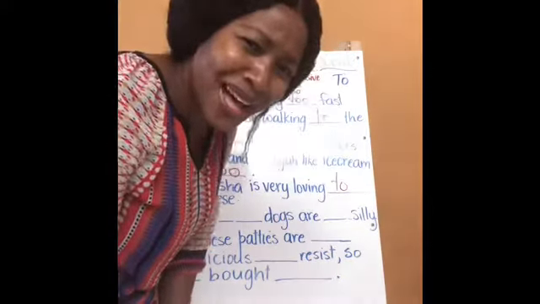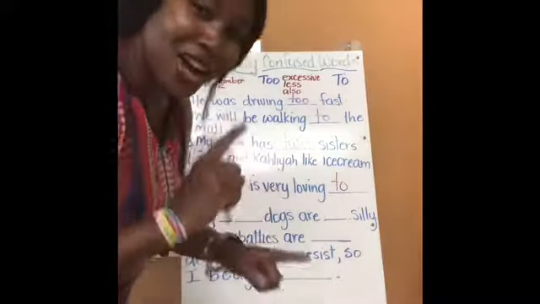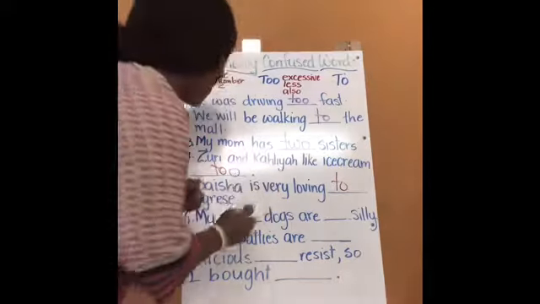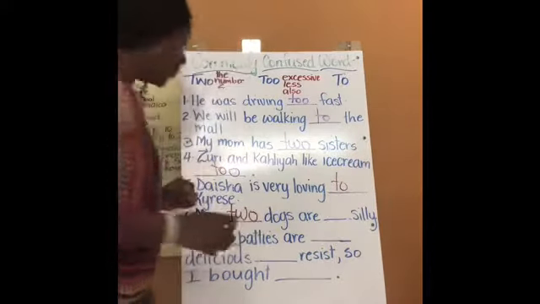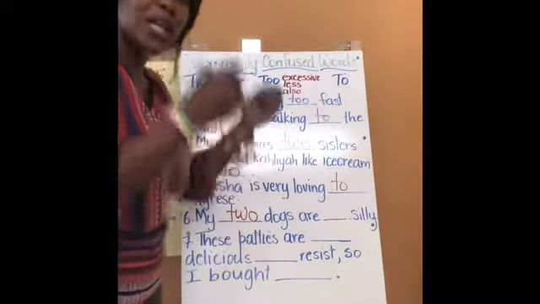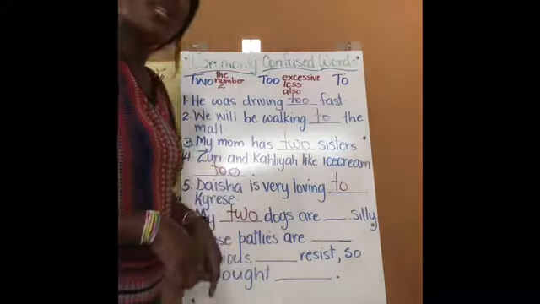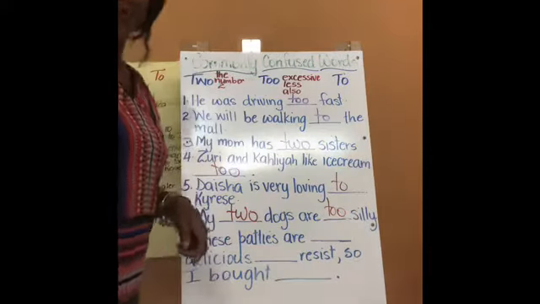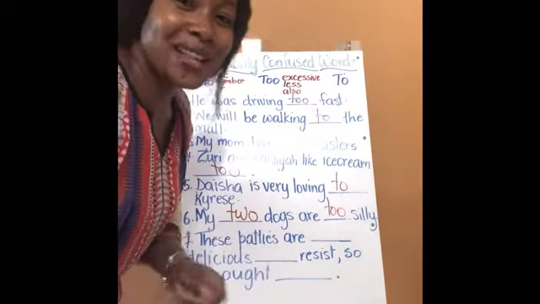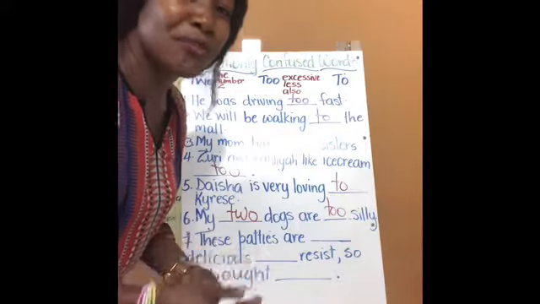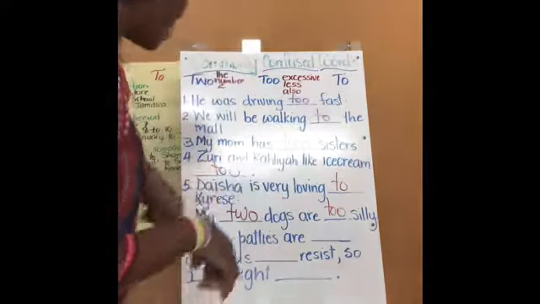My 2 dogs are too silly. How many dogs do I have? Not 1, not 3, but 2. How do we spell that again? TWO. My 2 dogs. I have 2 dogs. But they are what? Too silly. Excessive amount of silliness. So TOO. See how easy it gets? When you think of it like that, think about the definitions, think about what the sentence is talking about or what it is referring to. It gets so easy. Let's go.